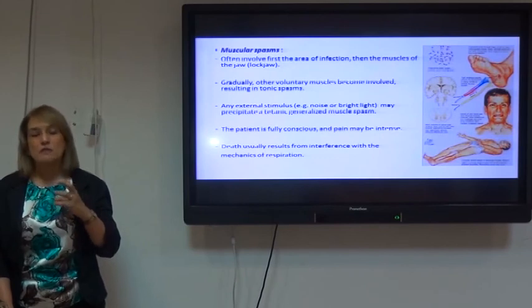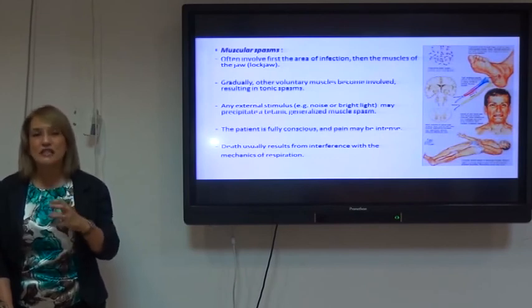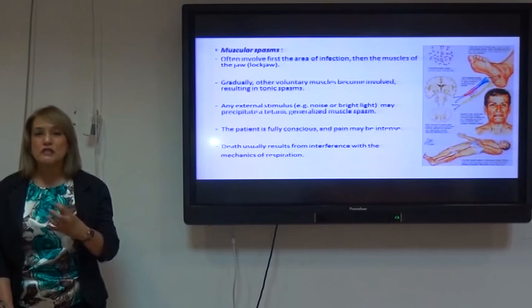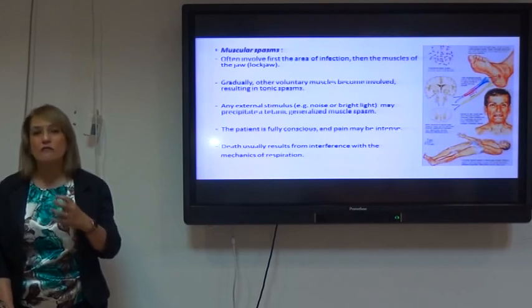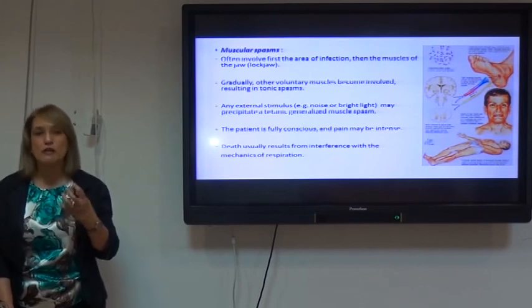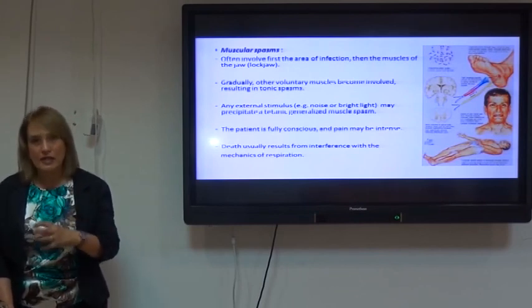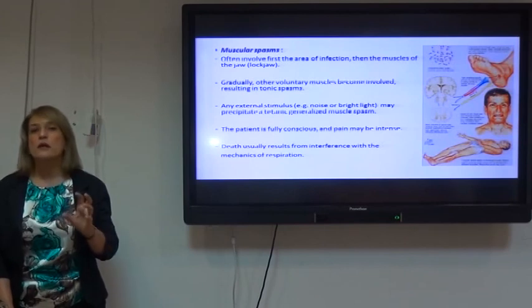And these muscle spasms are associated with intense pain. The patient is fully conscious. He feels this pain very well. That's why he is in severe pain. And when the muscle spasm involves or interferes with the mechanics of respiration, death will be the result.